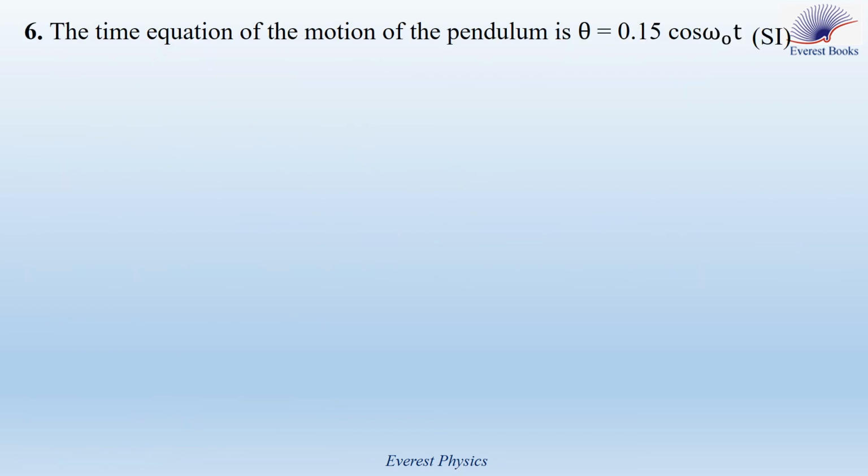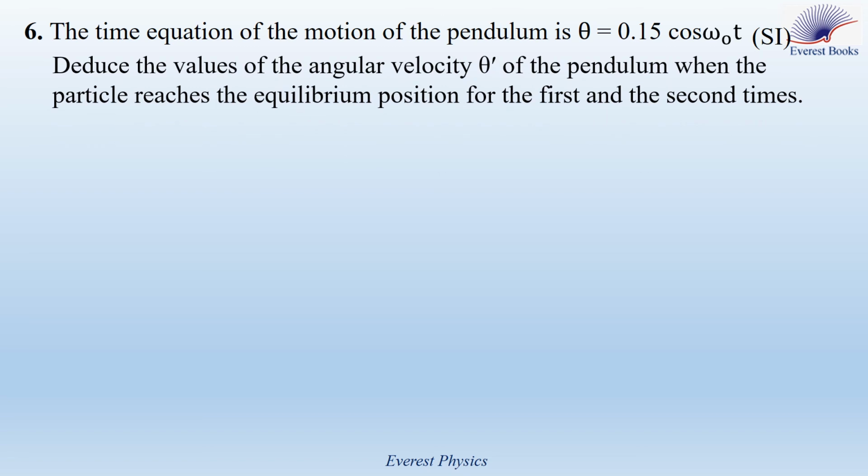Part 6. The time equation of the motion of the pendulum is theta equals 0.15 cosine omega 0 t in SI. Deduce the values of the angular velocity theta prime of the pendulum when the particle reaches the equilibrium position for the first and the second times. Theta prime, which is the first derivative of theta, is equal to minus 0.15 omega 0 sine omega 0 t. But omega 0 is equal to 2 pi over T0, and T0 is equal to 2 seconds as proved before. So omega 0 is equal to 2 pi over 2, equal to pi radians per second.